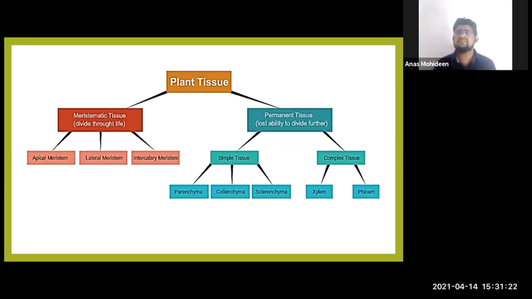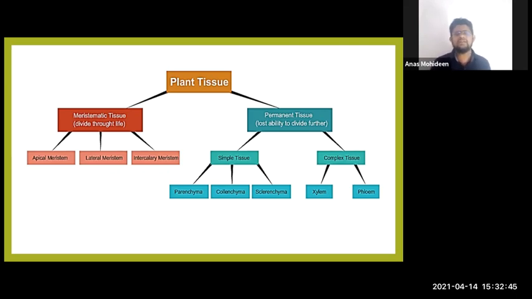The meristematic tissues we divide further into three categories: apical meristem, lateral meristem, and intercalary meristem. Meanwhile, the permanent tissues we divide into two: simple permanent tissues and complex permanent tissues. If it contains a similar type of cells, one type of cells, they are said to be simple permanent tissues. If they have several types of cells, they are called complex permanent tissues.